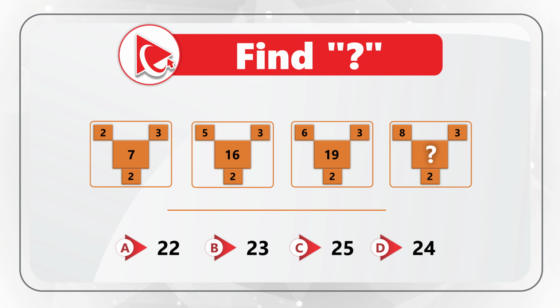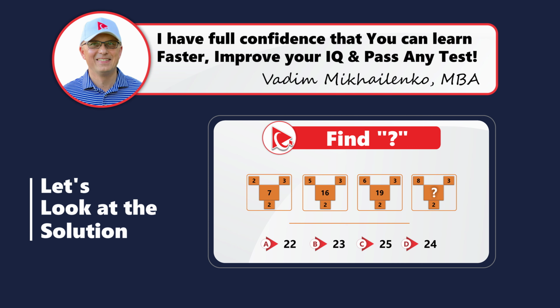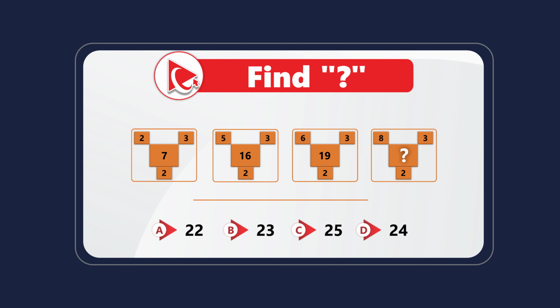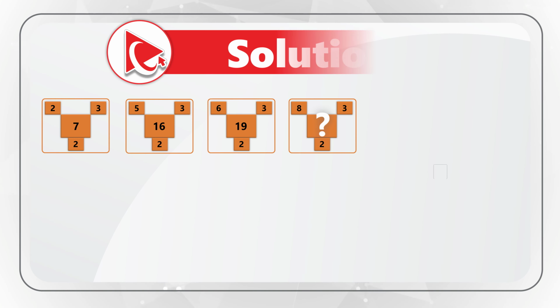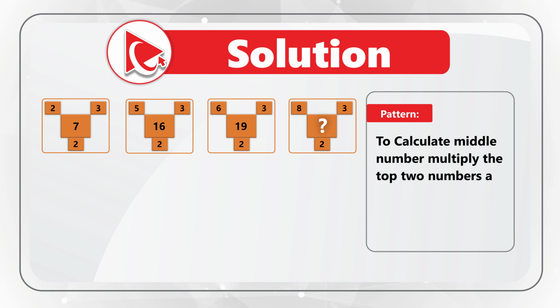Take a close look at the shapes and see if you can calculate the pattern. Let me share with you my logic and rationale, and obviously if you have a better way to solve it, please make sure to share in comments. I think the pattern here is that to calculate the middle number, you need to multiply the top 2 numbers and subtract 1.